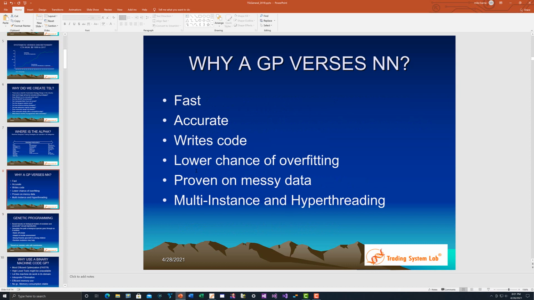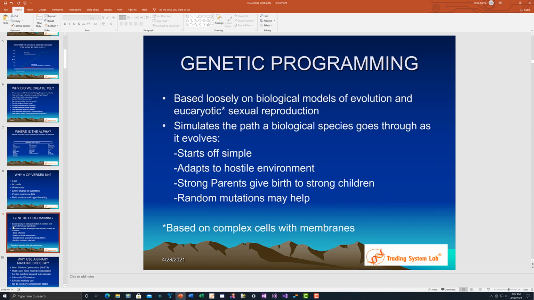So with a choice to be made, I obviously wanted something that was fast, that was accurate, that would write code, that had a low chance of overfitting, that was proven already on messy data and could be hyper-threaded and perhaps multi-instance. Many of these multi-instance and hyper-threading functions I didn't really know about when I started on this journey prior to 2005. So I chose genetic programming.